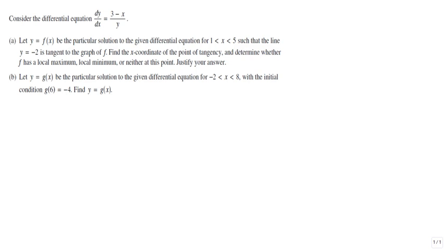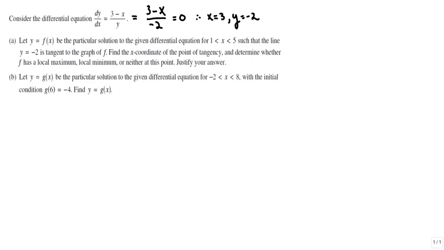So if y equals negative 2 is tangent to the graph of f, y equals negative 2 is a horizontal line, and if a horizontal line is tangent to a curve, then that means that there has to be a zero derivative at that point. So we take our derivative, set it equal to 0, and just plug in y equals negative 2. And we can see that solving that will give us x is equal to 3.